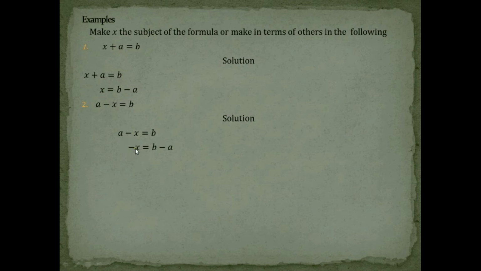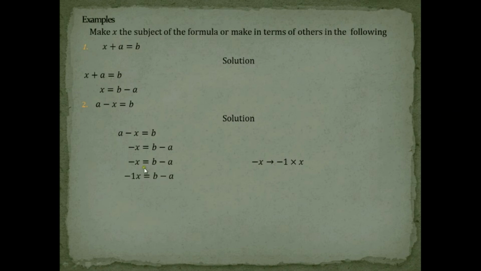But this is not the final answer because we are not looking for minus x. We are not trying to make minus x the subject of the formula. We are trying to make x the subject of the formula. So how do we do this? Now I want you guys to know, remember I told you that whenever you do not see a number beside a variable, that coefficient is 1. So it means that the coefficient of minus x here is minus 1. So this minus x, which is equal to b minus a, actually means minus 1 times x.